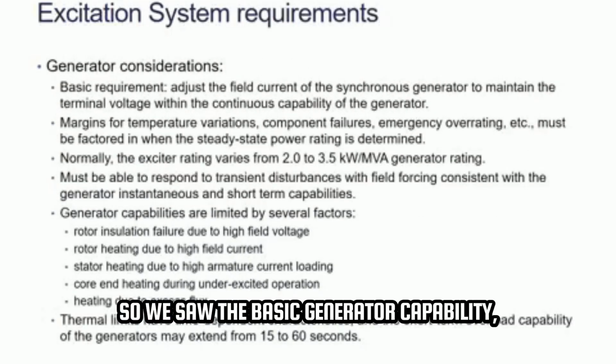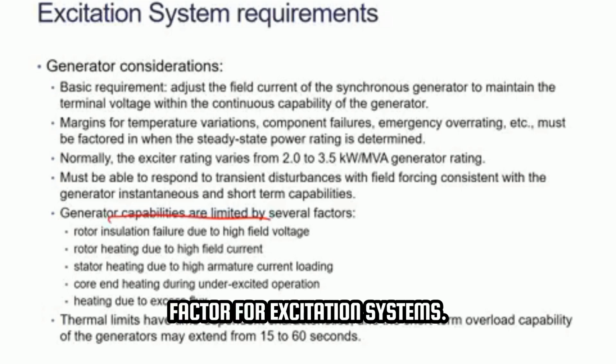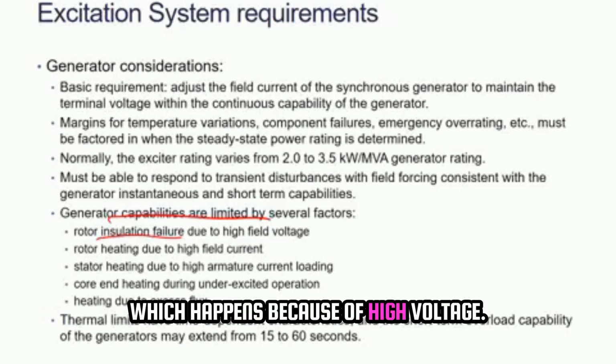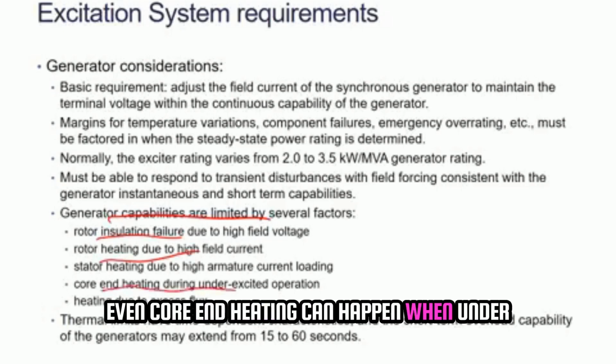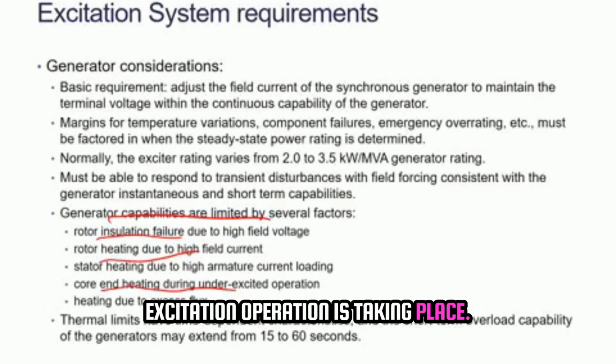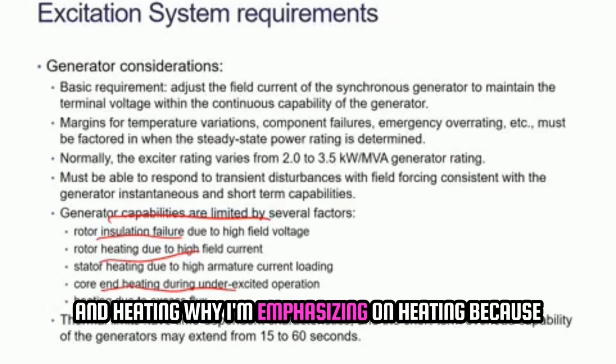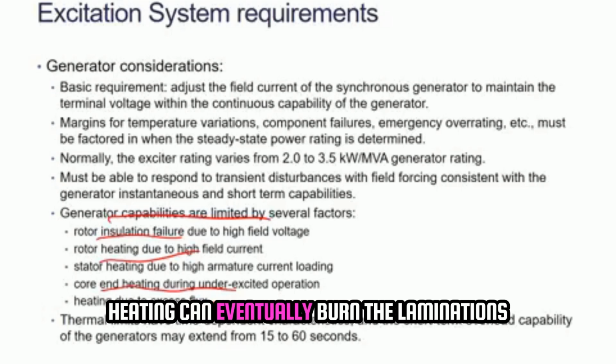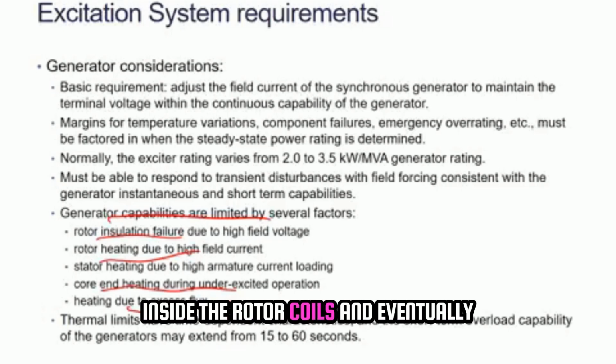So we saw the basic generator capability, which is the limiting factor for excitation systems. One is rotor insulation failure, which happens because of high field voltage. Rotor heating can happen when high field current is there. Even core end heating can happen when under-excitation operation is taking place. Even if excessive flux is there, heating can happen. Why I'm emphasizing heating is because heating can eventually burn the laminations inside the rotor coils, which can lead to a turn fault.